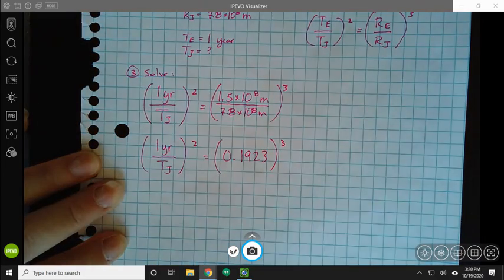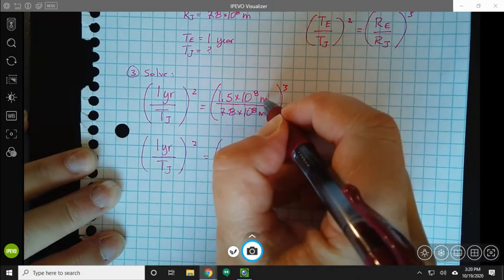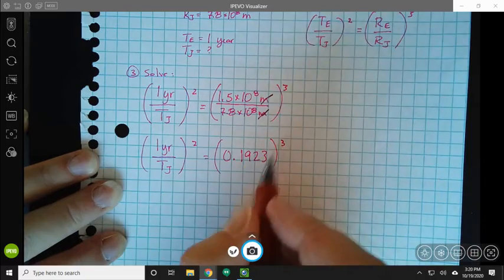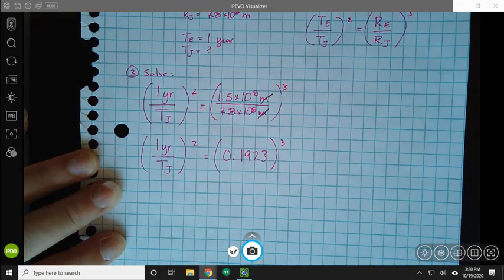If you notice, there are no units here, and that's because if there's a unit on top and a unit on the bottom, those cancel out. When they cancel out, there's no unit left here.